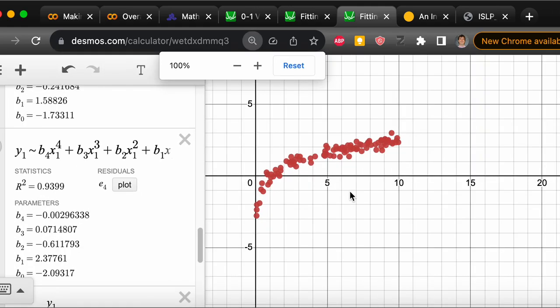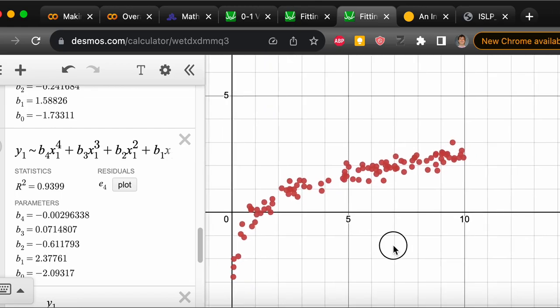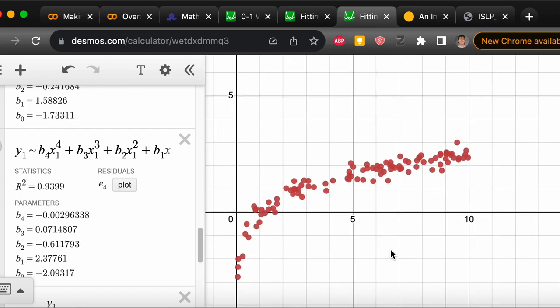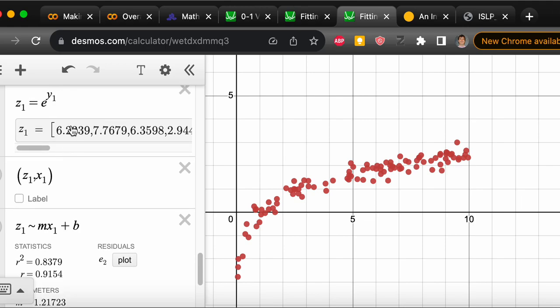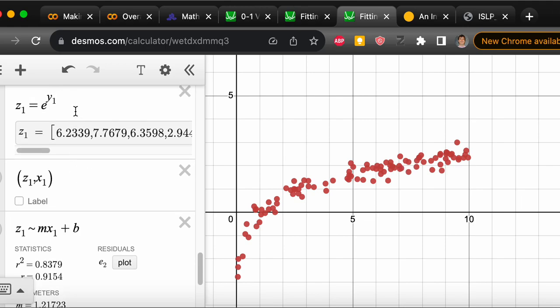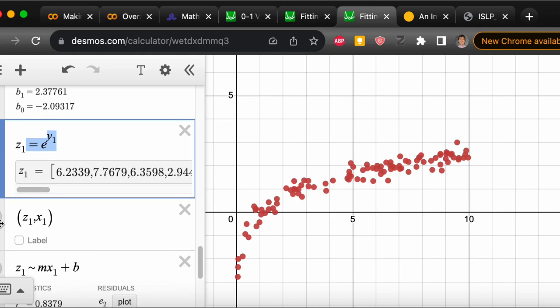Let me see if I can get the zoom right. Well, to me, this looks like, I remember from my first year of calculus class, the graph of the logarithm function. And so how do you take the logarithm function and make it linear? You apply an exponential. So here's my idea. Take the data y and apply this function e to the power y. I'm going to call that z. Let's see what z looks like.